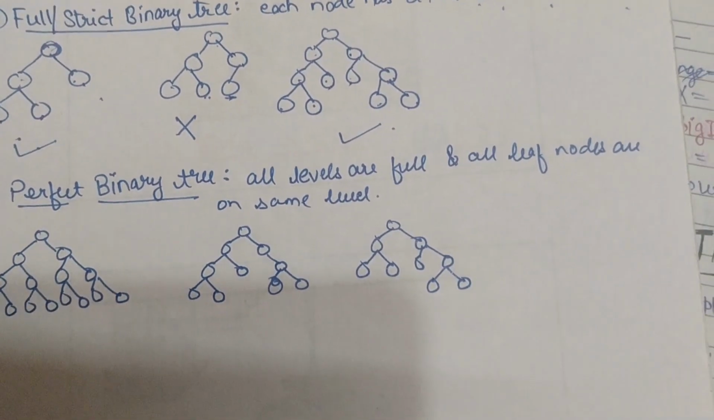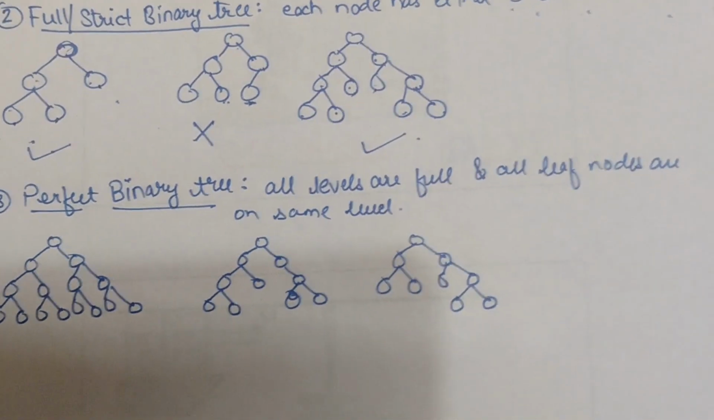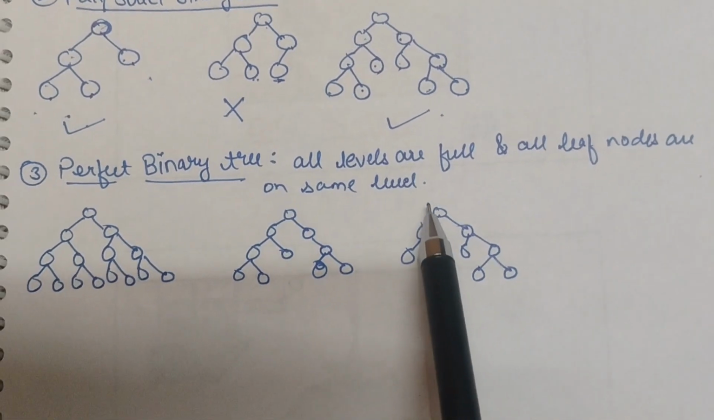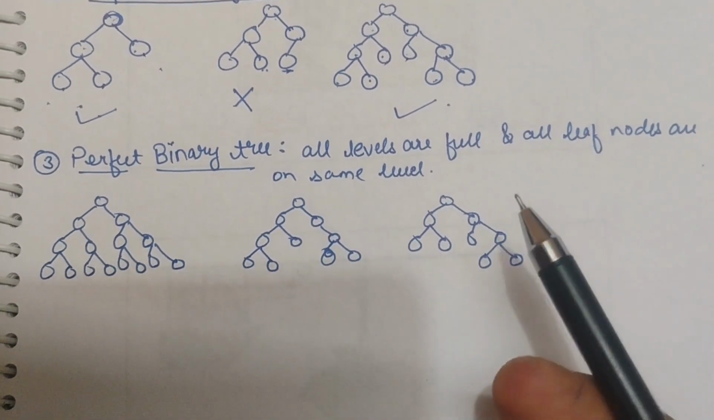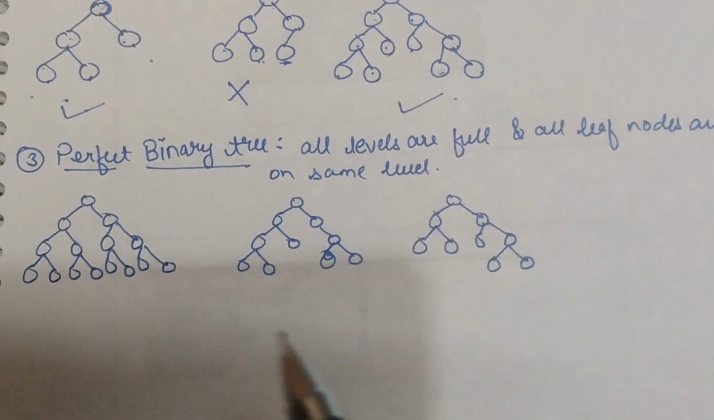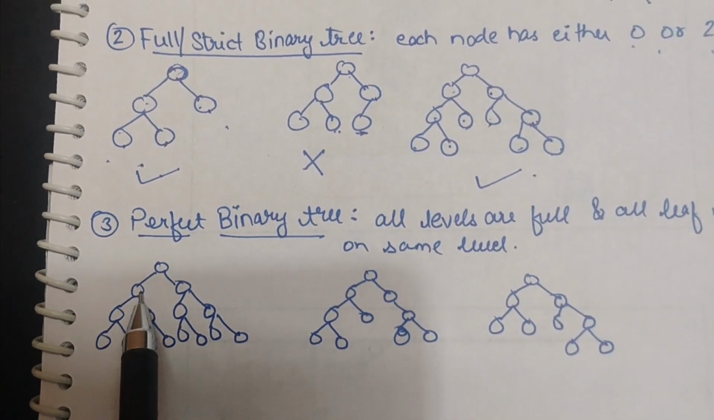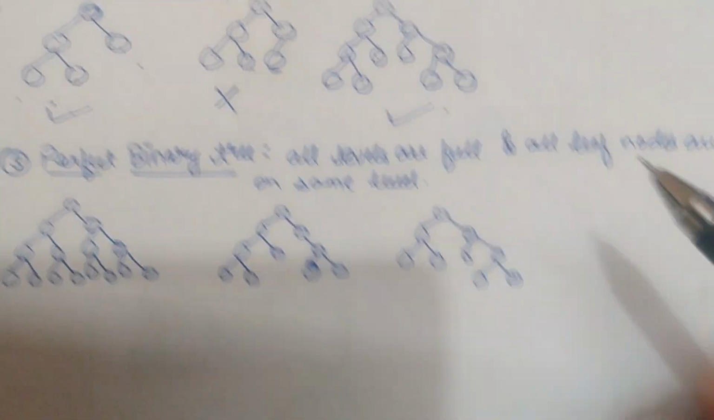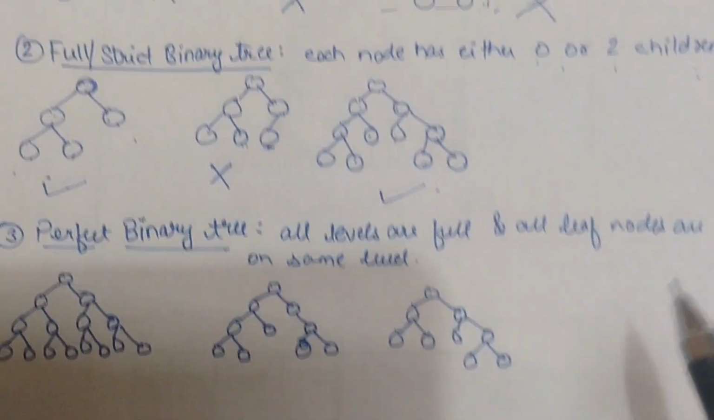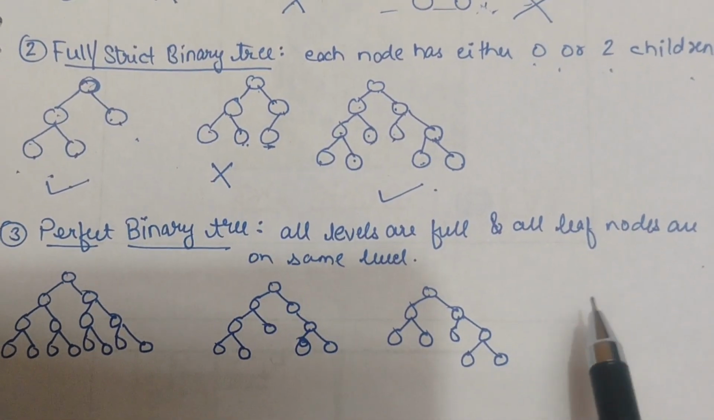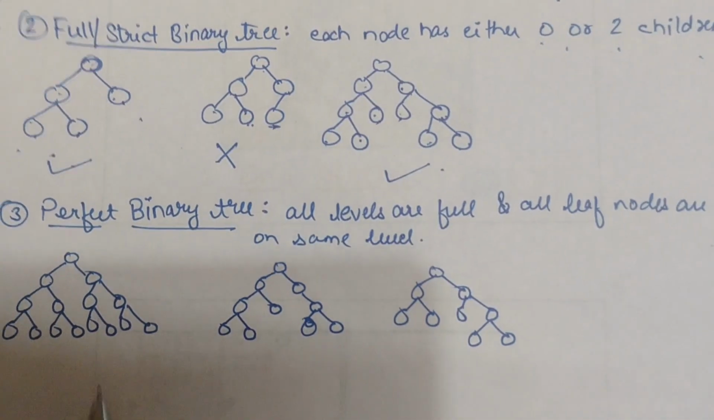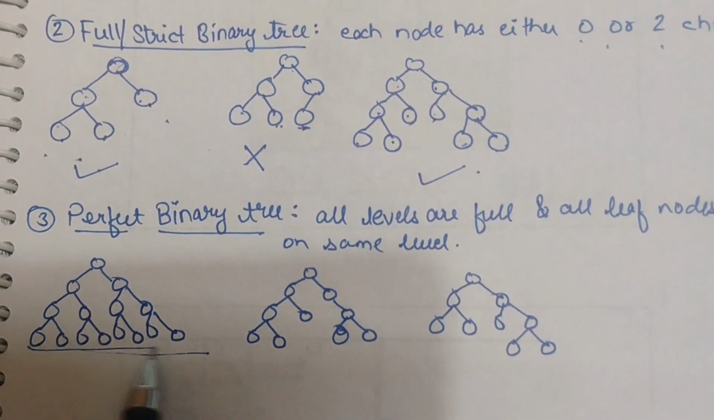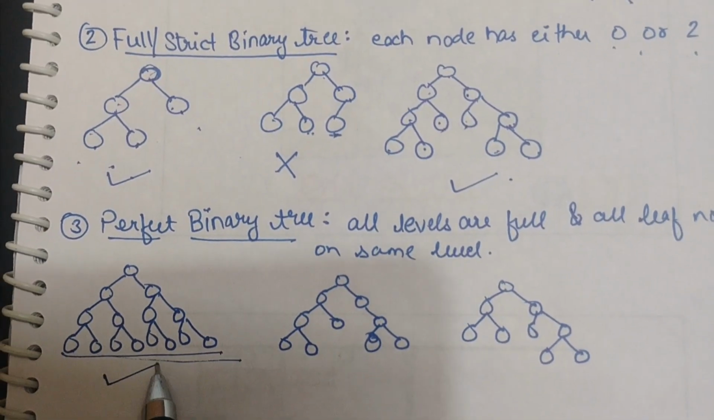Okay, the third type of binary tree is the perfect binary tree. The definition says that all levels are full and all leaf nodes are on the same level. Okay, so this is a very easy type of binary tree to identify. We can see that every node should have 2 children. Okay, another hint to identify it: check if any node is not a leaf node, then it should have 2 nodes. That's it. And all the leaf nodes should be at the same level. So we can say this is a perfect binary tree.